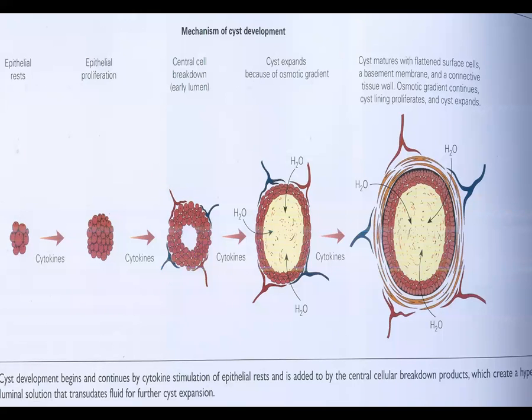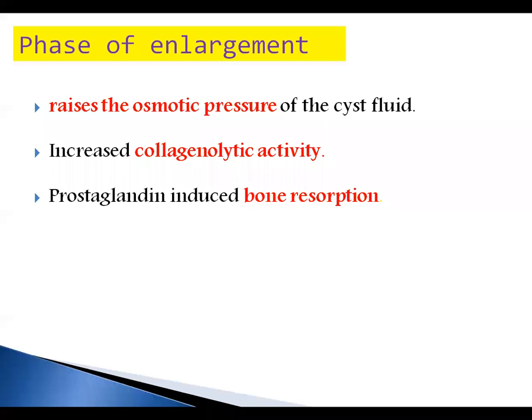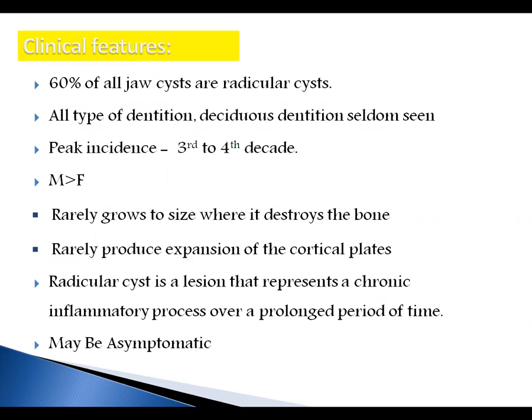So cyst development begins and continues by cytokine stimulation of epithelial rests and is aided by the central cellular breakdown products, which create a hyperosmolar solution that draws fluid in for further cyst expansion. The phase of enlargement raises the osmotic pressure of the cyst fluid, increases proteolytic activity, and causes prostaglandin-induced bone resorption.